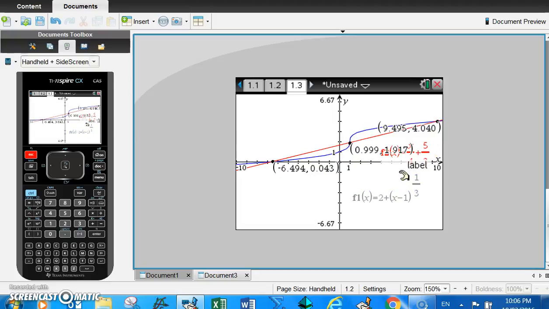The CAS is quite handy for getting these points of intersection, so just ensure that you actually remember how to do it. It's probably a good idea to go back and review this and then try some yourself.